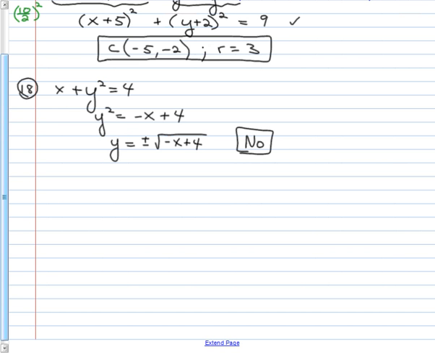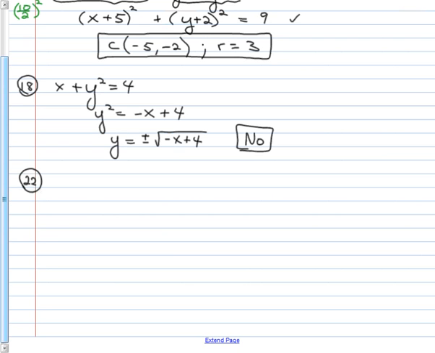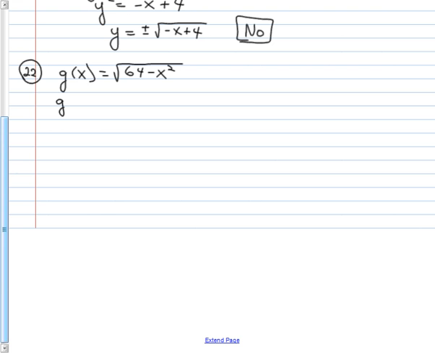So, different question. If g of x is the square root of 64 minus x squared, find g of 3. What does that mean we're doing? Yeah, we're just substituting 3 in. Square root of 64 minus 3 squared. Let's see, that'd be 9. 64 minus 9 is what? 55? Square root of 55? Any perfect square that goes into it? Nope.